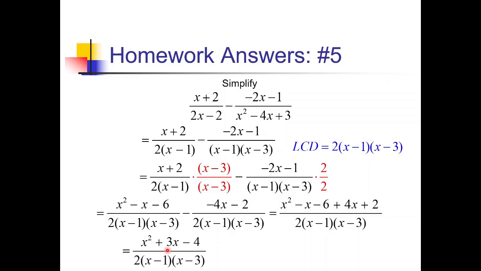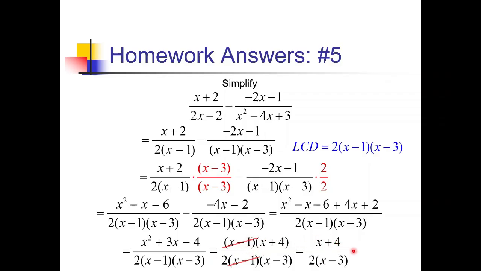Now it looks like I can factor my numerator a little bit more, things that multiply to negative 4 and add up to 3. 1 and 4 works if I have negative 1 and positive 4, so x minus 1 and x plus 4. And it looks like I can cancel out these x minus 1s. So my final answer, I'm going to have x plus 4 over 2 parentheses x minus 3, and since I canceled out these x minus 1s, I have to have x not equal to 1 as part of that.